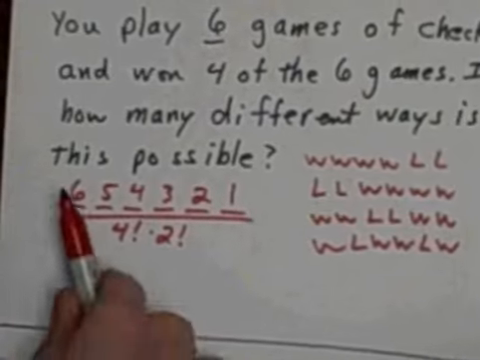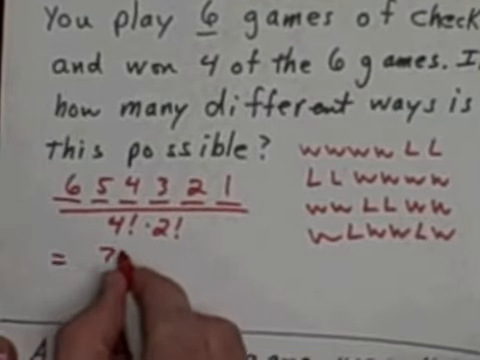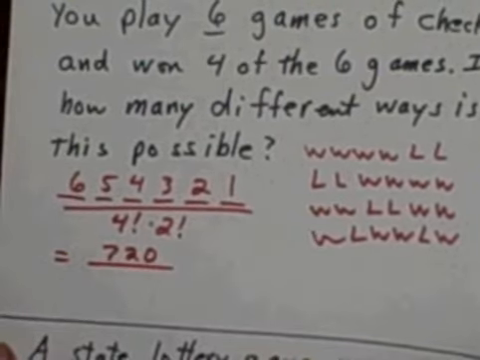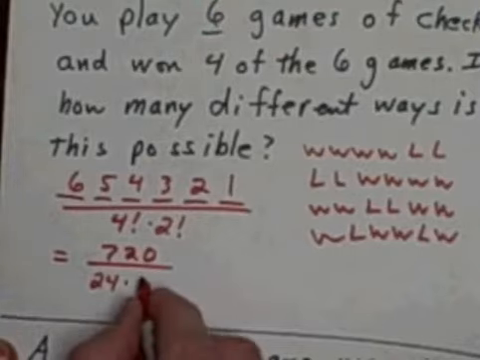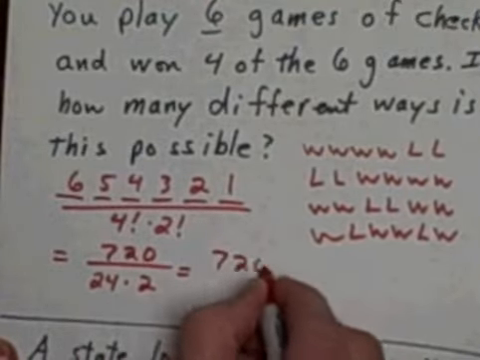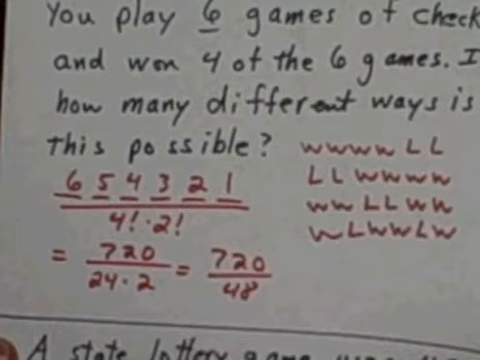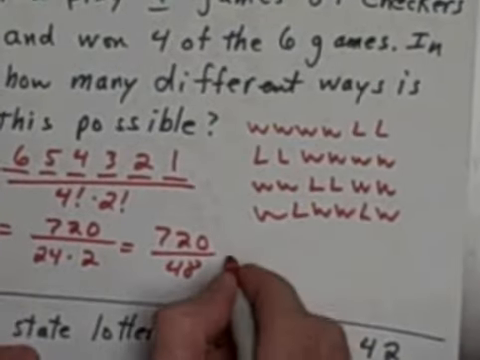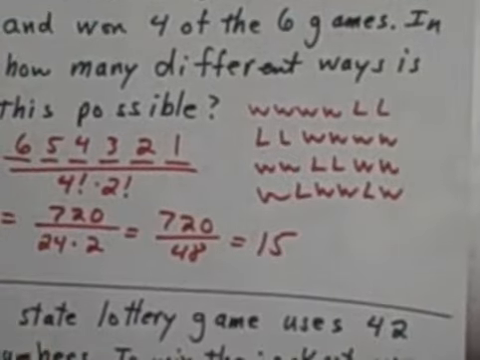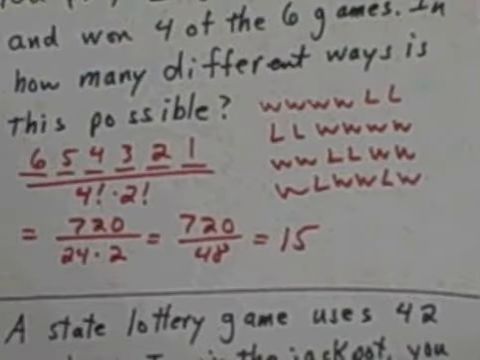And we know that 6 factorial is 720. 4 factorial is 24. 2 factorial is just 2 times 1, which is 2. So this becomes 720 over 48. And let me use my calculator to see what that is. And it tells me that 720 divided by 48 is equal to 15. So my answer is there are 15 different ways that I could play 6 games of checkers and win 4 of them.